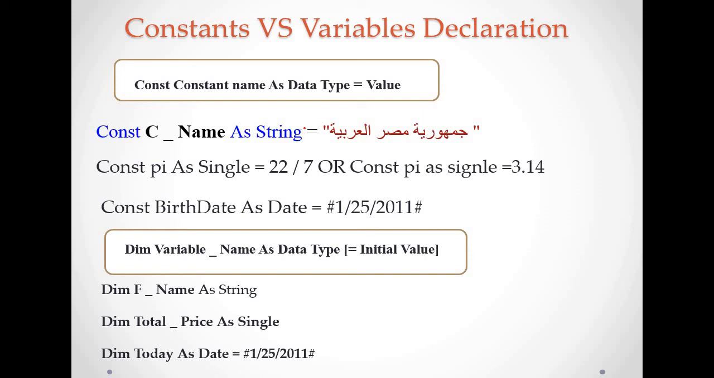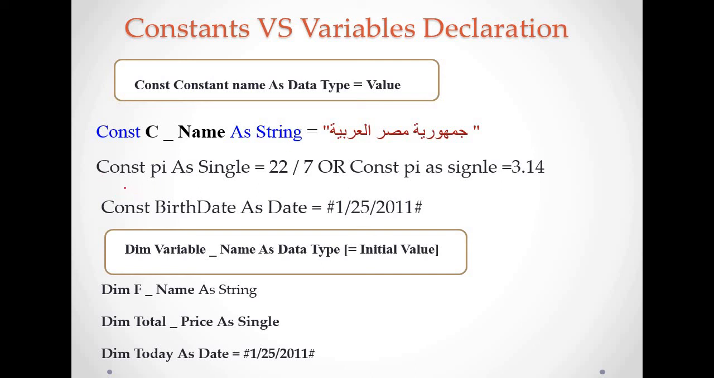As we can see, after the equal sign, I have the value here. My value is a text because my data type is String. The text here is جمهورية مصر العربية. By the way, the text I should put between two quotation marks, as this one. So this is the value of the constant, which is String as a data type to write the text.